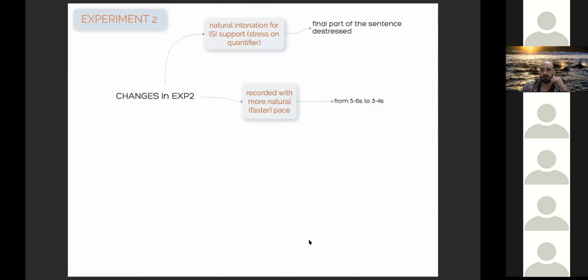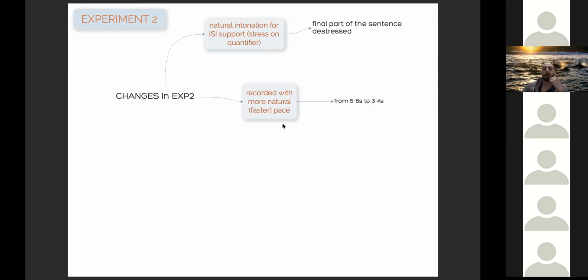So what we did was to run another experiment, experiment 2, where we used a natural intonation for sentences generating indirect scalar implicature. This time we put stress on the quantifier, and we de-stress the second part of the sentence. Like, the captain didn't eat all of the cake. The captain didn't dance with all of the mermaids. Die Kapitän haben nicht mit alle Meerjungfrauen getanzt. So you have the stress on alle and then the de-stressing of the last part.